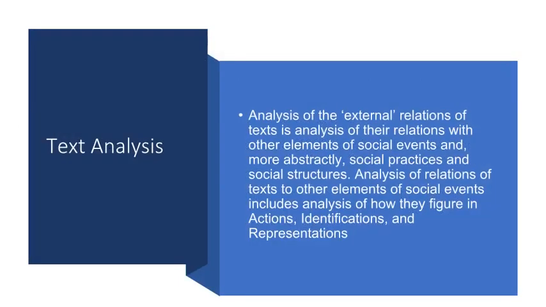Moving on. Doing text analysis in critical discourse analysis can be done in terms of the internal relations and external relations of the texts. Let us talk first of the external relations. The analysis of the external relations of texts is analysis of their relations with other elements of social events and, more abstractly, social practices and social structures. Analysis of relations of texts to other elements of social events includes analysis of how they figure in actions, identifications, and representations. Now, let's take up the internal relations in the text.